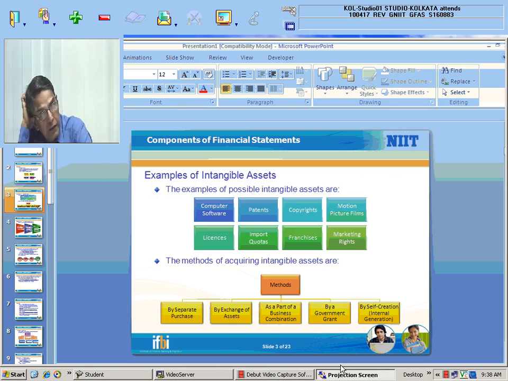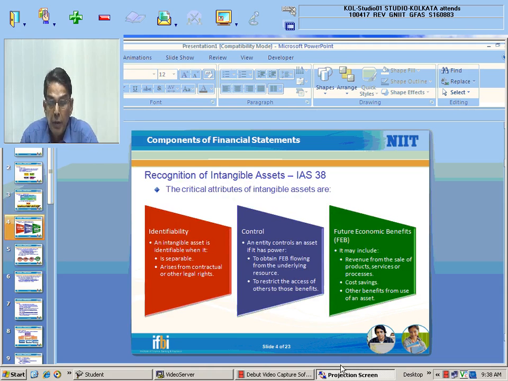So, recognition of intangible assets by IS 38, the critical attributes of intangible assets are, number one, identifiability. What is identifiability? An intangible asset is identifiable when it is separable, number one, so you can separate it from other assets. And secondly, it arises from contractual or other legal rights.